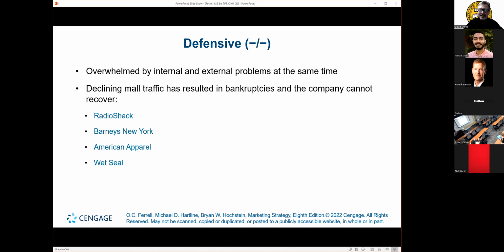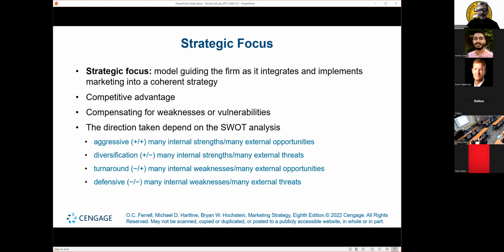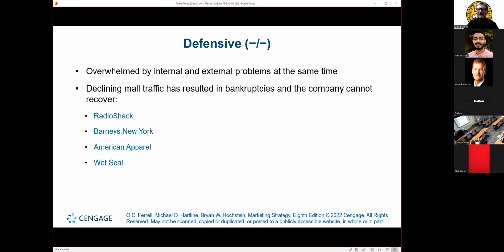And the last, which is when you have many internal weaknesses and many internal threats, is finally you're just trying to hang around. You're overwhelmed by internal and external problems, declining mail traffic. You may or may not recover. You're just going to see if you can make it. Radio Shack, unfortunately, is a product of their own issues.